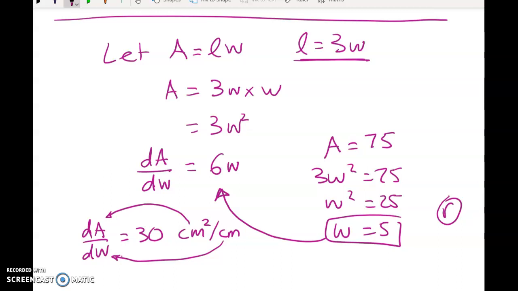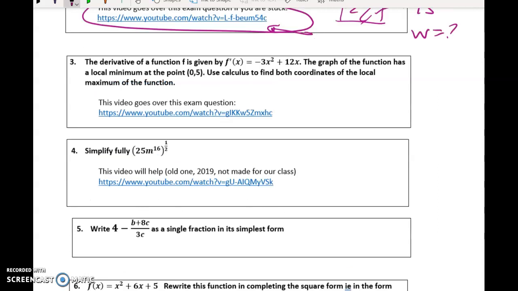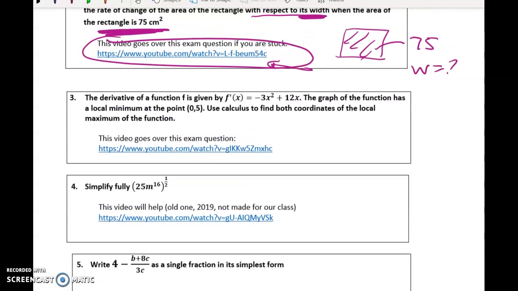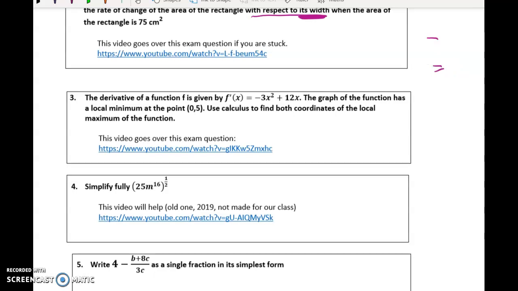You always want to start with having your formula, and then you need to reduce it to functions of one variable. Okay, next one is also a merit question. So we're given a derivative, so a gradient function, right? So the derivative of the function is given by f dash of x is equal to all of this, and the graph of the function has got a local minimum at this point here. And so we have to use calculus to find the x and y values of the local maximum. Now, we know that we're going to have a local maximum and a local minimum when this is equal to 0.